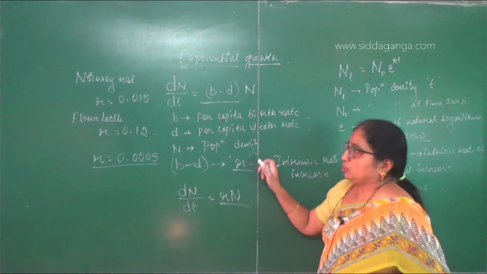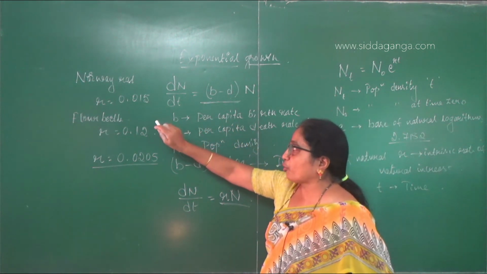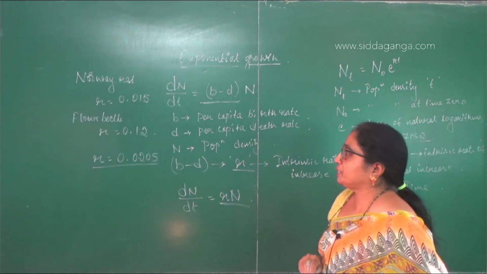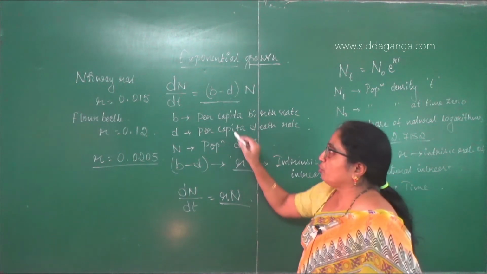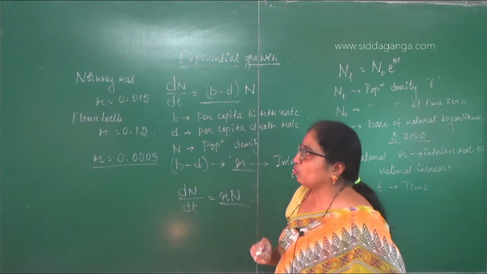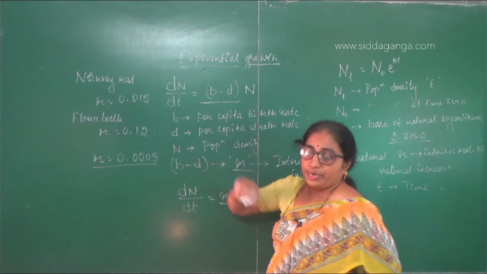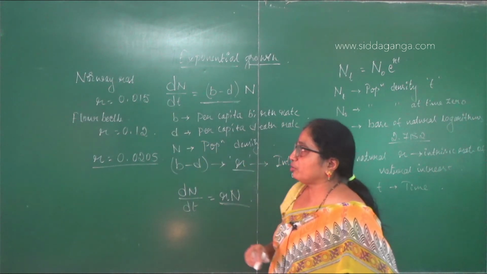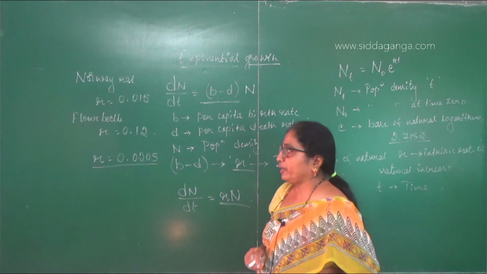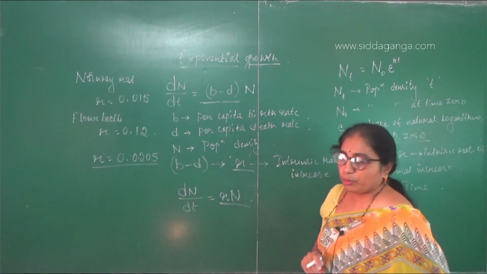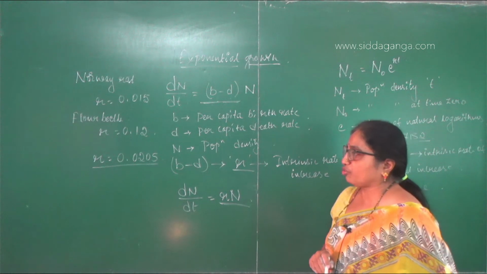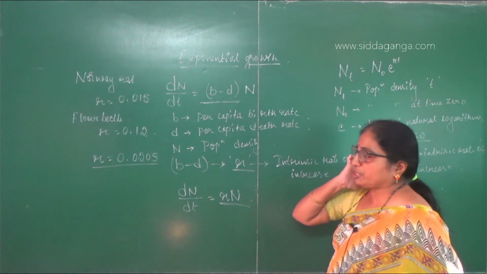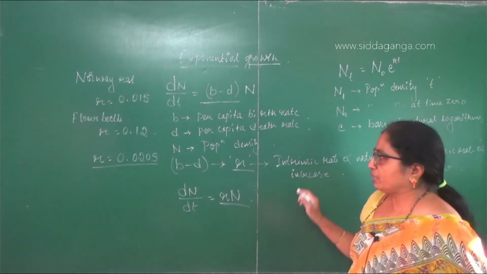So the R value can be calculated for organisms if you know the value of B and D. B is the per capita birth rate and D is the per capita death rate. If we know these values, we can calculate the value of R. The already calculated values of R are, for Norway rat about 0.015, for flour beetle about 0.12, and for the human population, according to the 1981 census of India, about 0.0205. So this is about the exponential growth with R values.